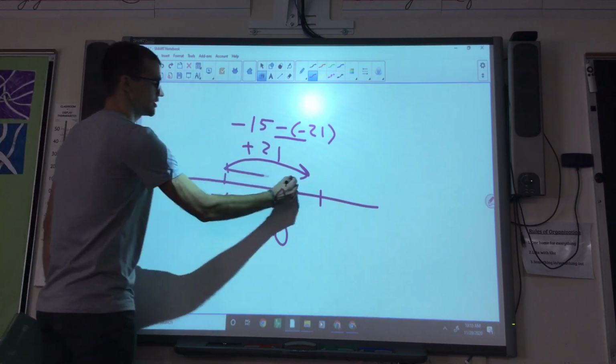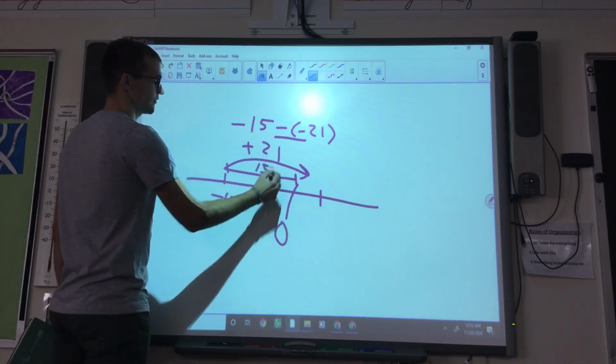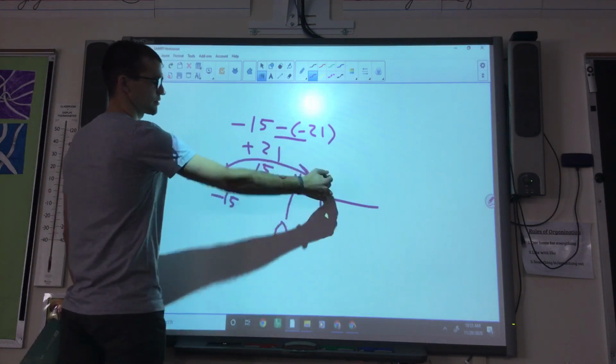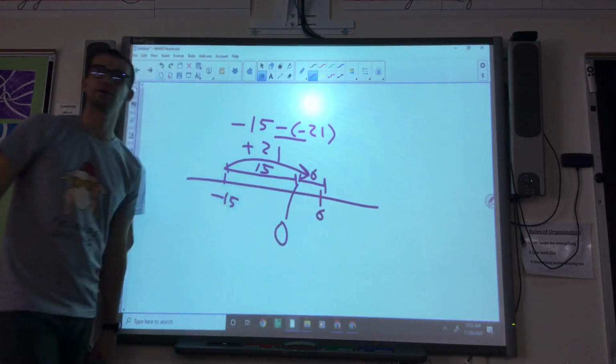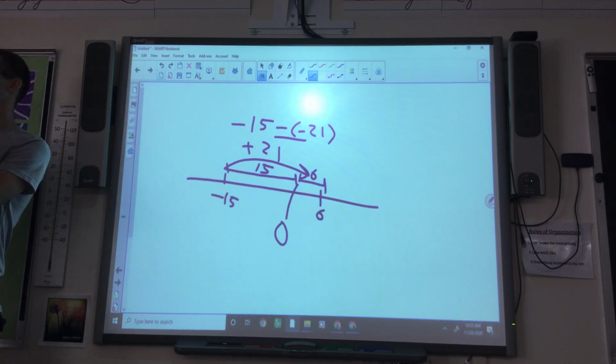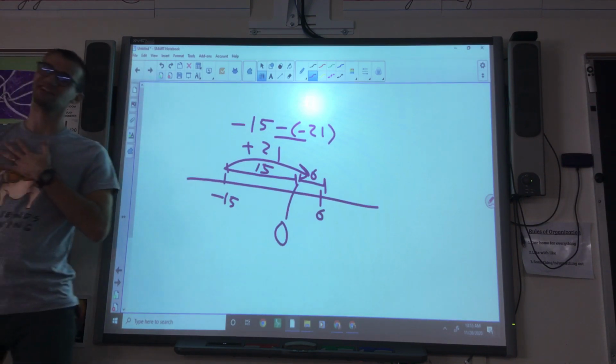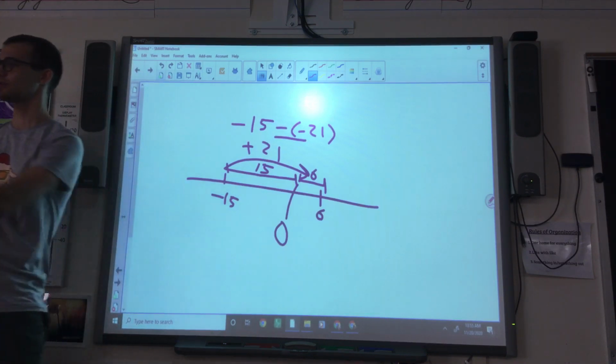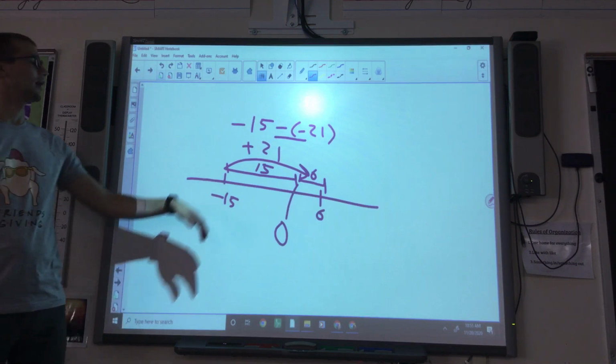Think, this distance is 15, how much do you have left? 6. Because you need this distance to be 21 total, so you end up at 6. This is a very common mistake, and that's why I'm going to be the caring, loving teacher that I am, and make you do the number lines, because I don't want you to make that mistake. You're welcome, thank you for helping me with that.